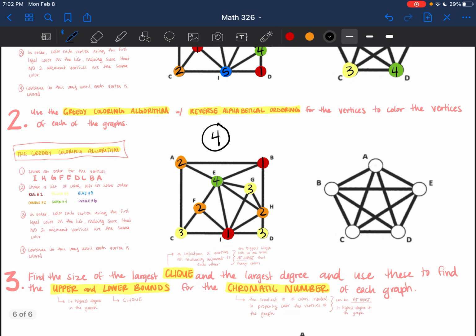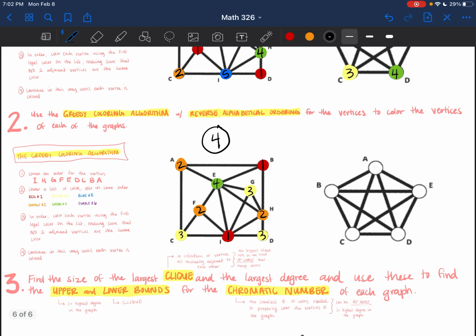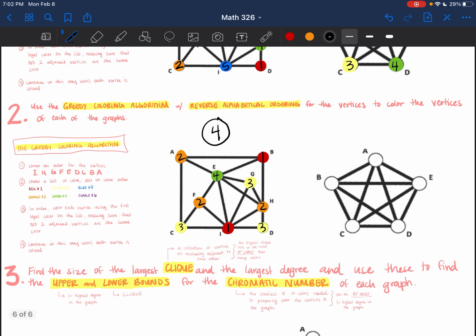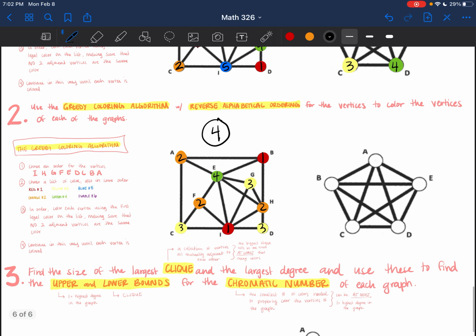So that just shows you how much order matters, and that the greedy coloring algorithm is not guaranteed to give you the lowest number of colors. Sorry. Because order was the only thing that we changed. So that's something that we can keep in mind moving forward. But let's see how the reverse order affects graph number 2.